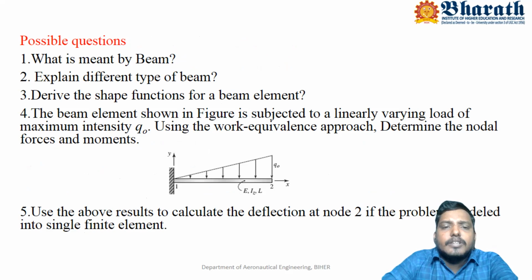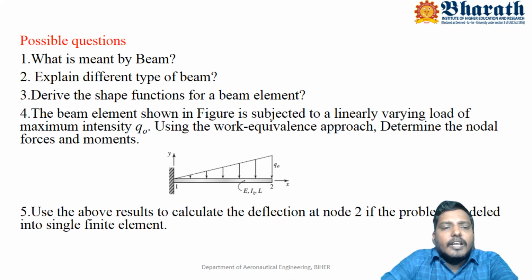It is classified based on the supports and conditions. What are the different types of beam? A cantilever beam, simply supported beam, overhang beam, then fixed beam and continuous beam. The first three beams are statically determinate structures. The other two are statically indeterminate structures. Then, derive the shape function for a beam element. We already derived that V is equal to N1 V1 plus N2 theta 1 plus N3 V2 plus N4 theta 2.